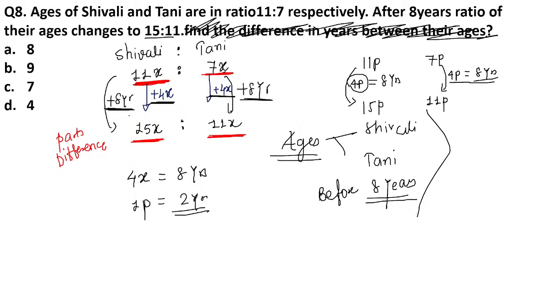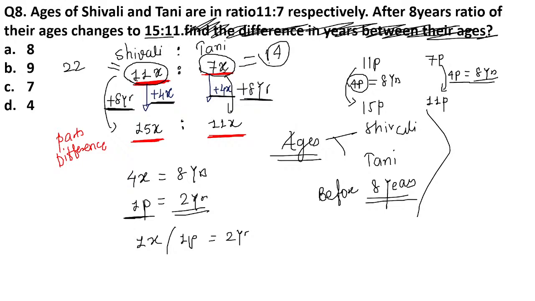Look everyone. First of all, before 8 years, 11x was the age of Shivali and 7x was the age of Tani. So now you got the value of 1x or 1 part is equal to 2 years. So what will be the age of Shivali? 22 years. That is 11 twos are 22, and 7 twos are 14 years. This is the age of Tani.